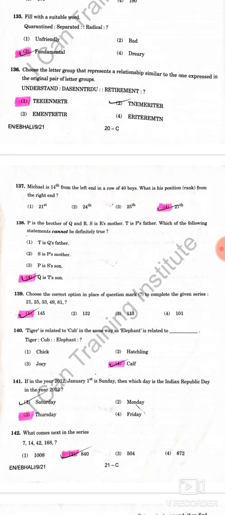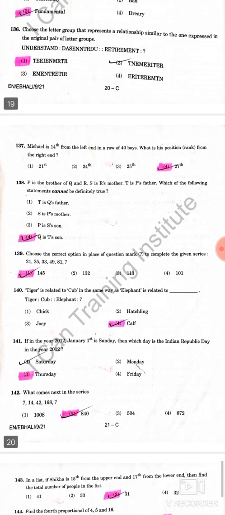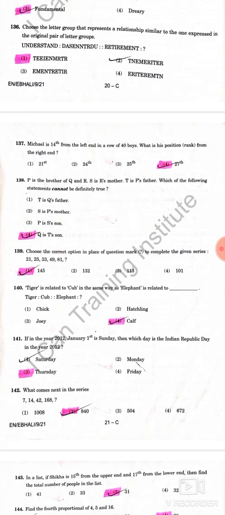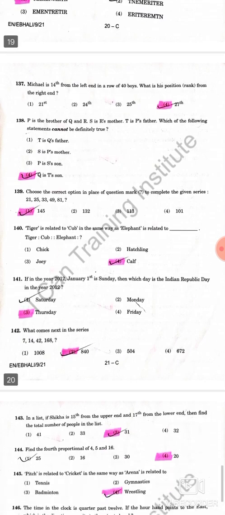Question number 137. Michael is 14th from the left in a row of 40 boys. What is his position from the right end? And the answer is option number 4. Question number 138. P is a brother of Q and S is R's mother. T is P's father. Which of the following statements cannot be defined as true? And the answer is option number 4.